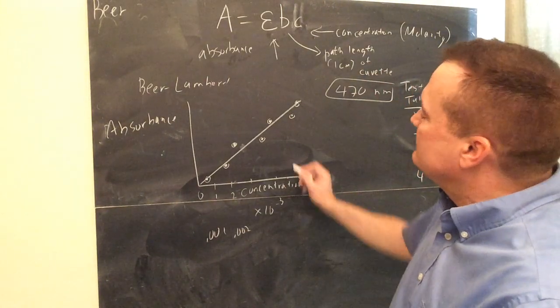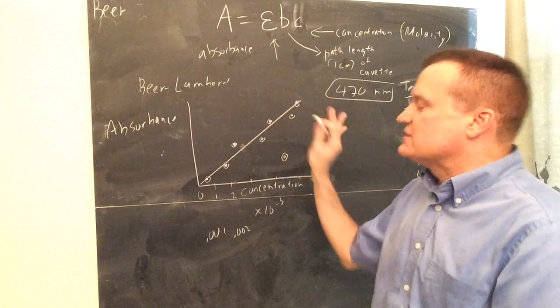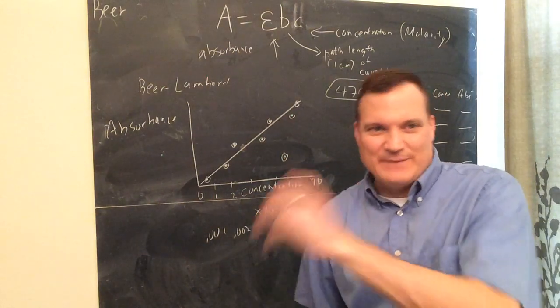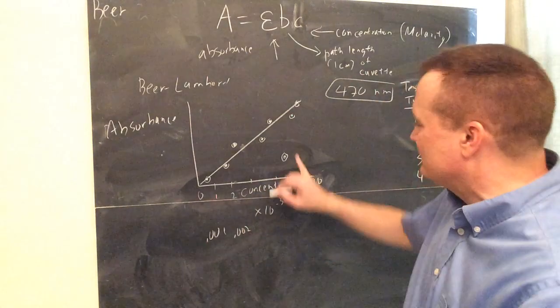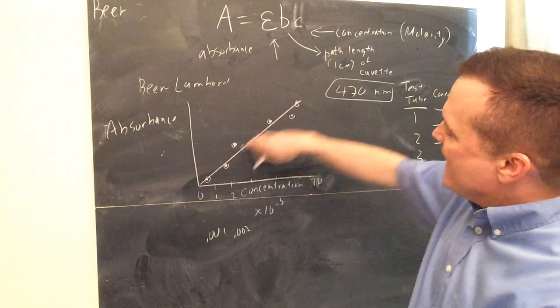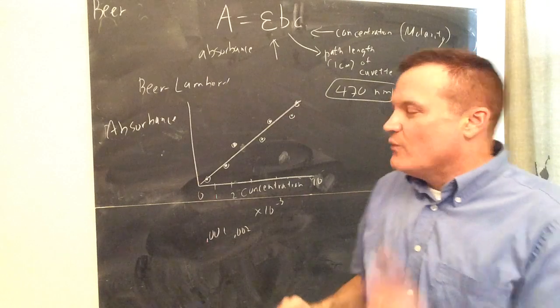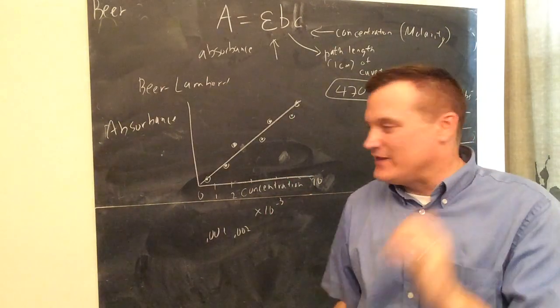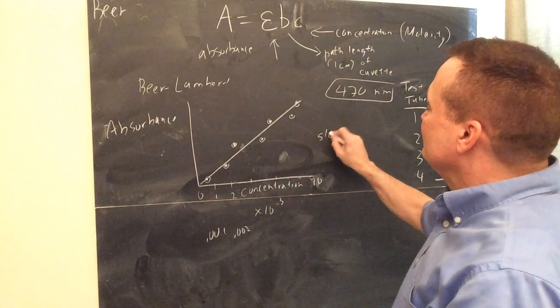Now, if you had one point that was way off like that, you would just ignore that point. Something happened: somebody sneezed, or they put it in too fast, or they didn't calibrate it, or whatever. But anyway, that's how it goes. Now, once you find that graph, here's the cool thing: the slope.